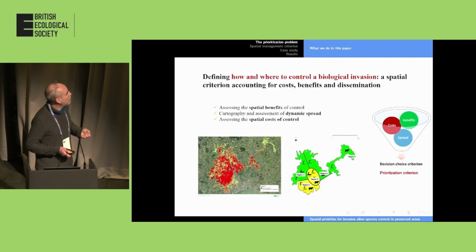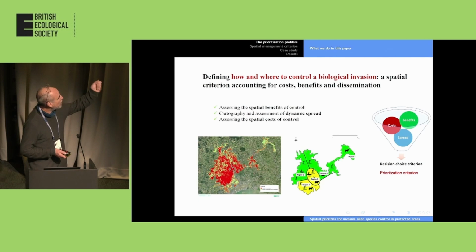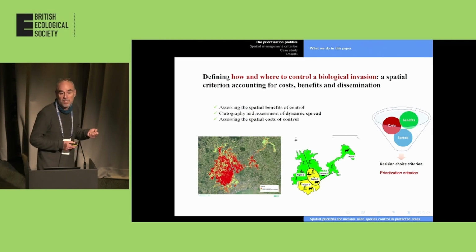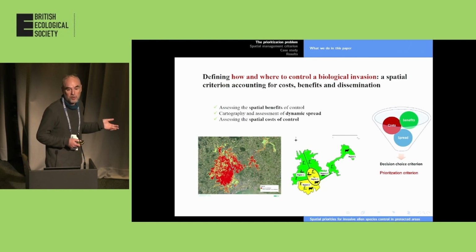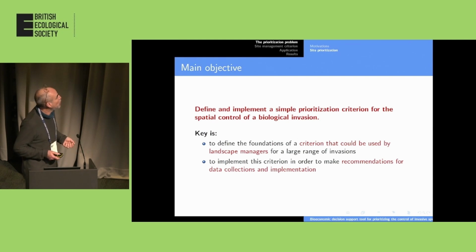So in fact, I'm working with regional parks, so I've got a regional park here, and you've got an invasive species spreading into it. The management cost of this species is often very heterogeneous in space. Benefit from control, be it biodiversity benefit or economic benefit, is very heterogeneous in space as well, and you've got spread. So you've got these three components, and from these three components, you can make many different criteria.